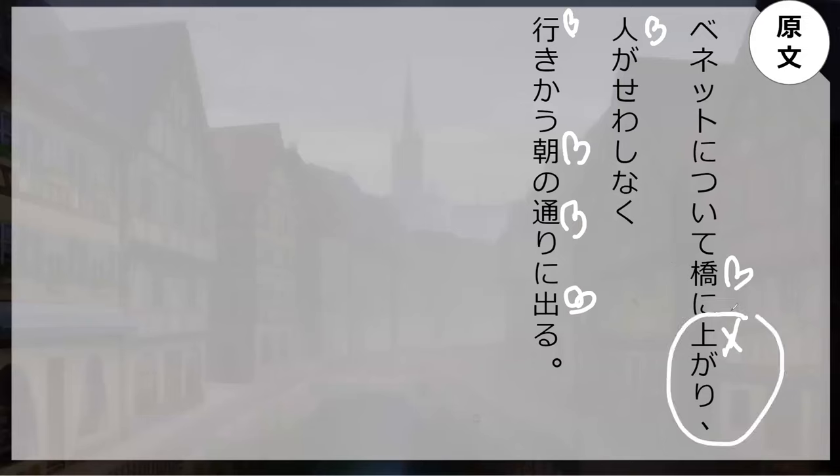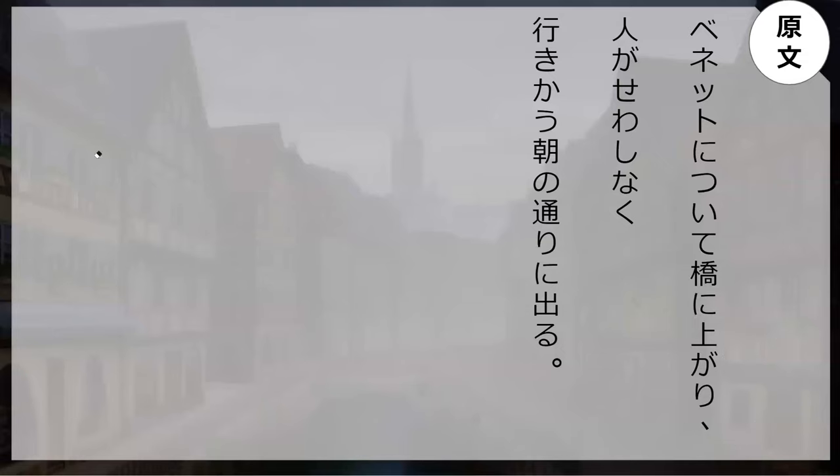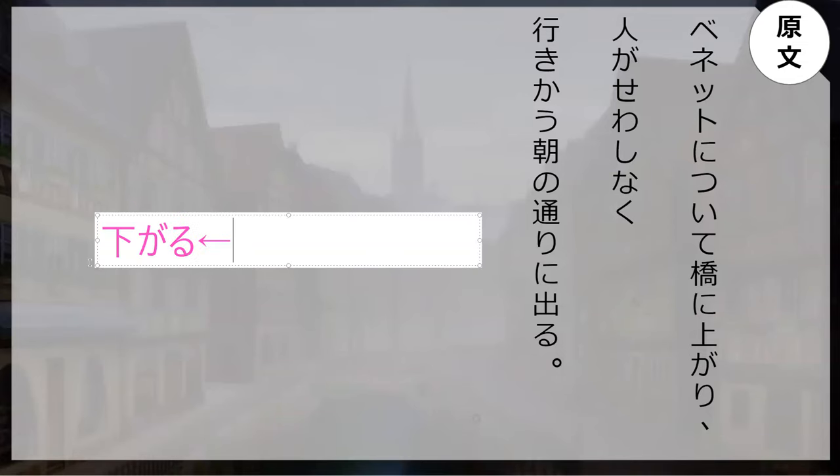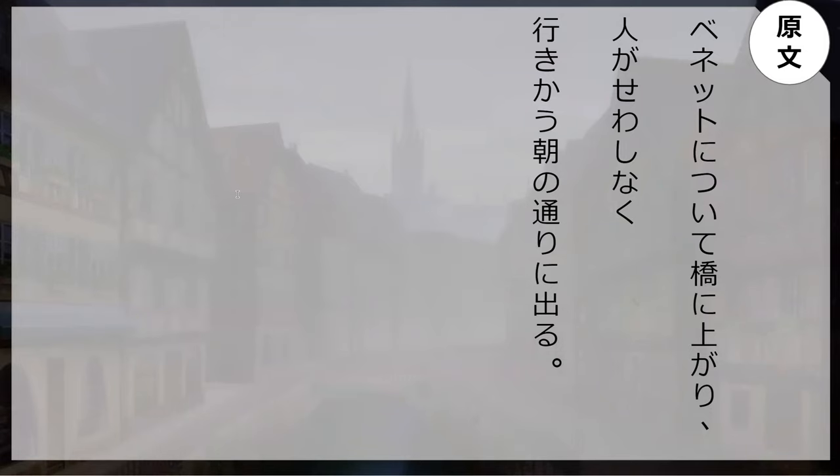Can you say this word for me again? The verb up down here. Ue? No, it's not ue. I'm sorry. It's sagari or agari. Agari in this context. Agari. Sagari is to step back. Sagaru. Right? So what happened?